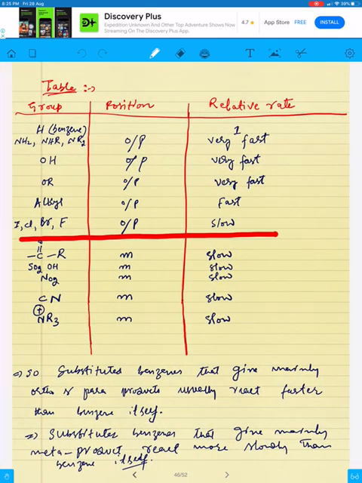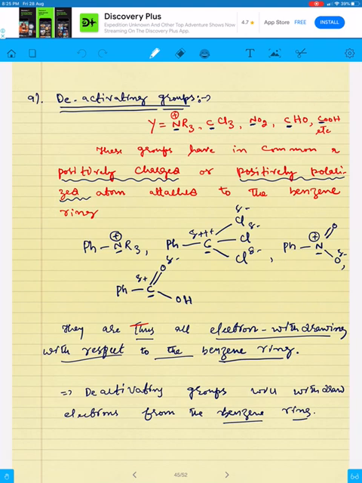Whereas in case of activating groups, you will see that the key atom, like activating groups, you have NH2, you have OH, right? You have OMe. The key atoms in activating groups, this oxygen is the key atom, this oxygen is the key atom. This key atom will have one or more lone pairs of electrons.